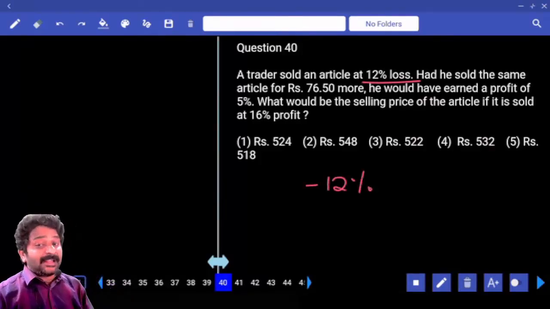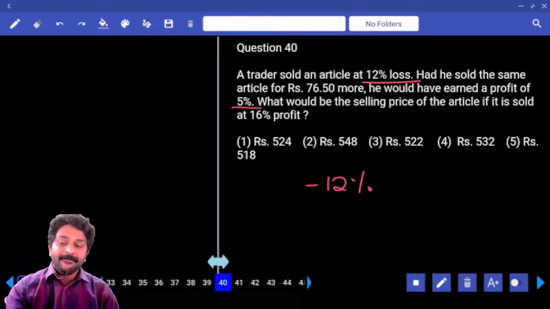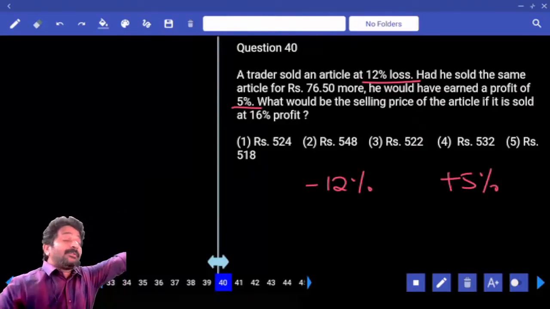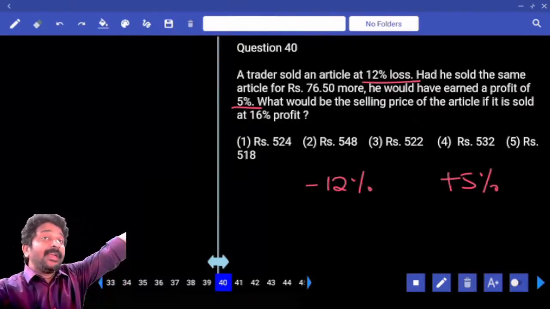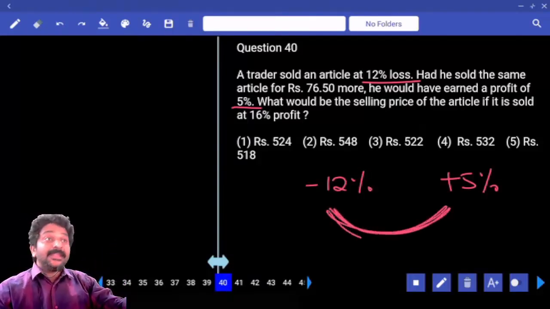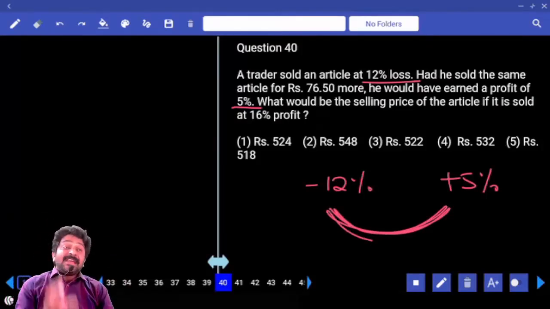Had he sold the article for 76.5 rupees more, he would have earned a profit of 5%. That means we are getting plus 5 now, correct? Earlier what was the number? Minus 12. But now we are getting plus 5. So how much difference is there? 17 is the difference, correct? Why is there a 17% difference in the number?